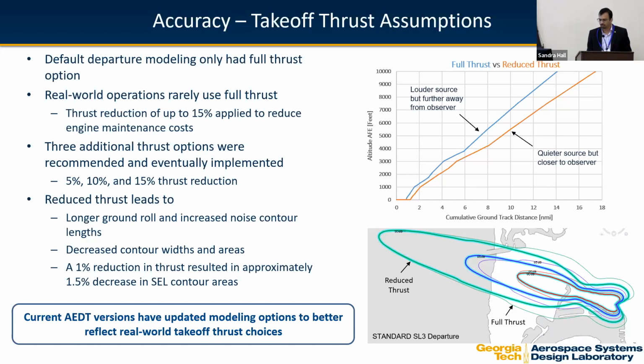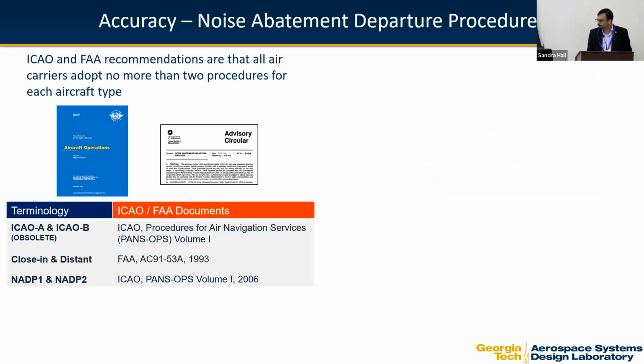And when we actually went ahead and modeled that, what you see on the bottom right is a contour plot comparing the 2. And in general, as a rule of thumb, what we saw was that a 1% reduction in thrust would lead to a 1.5% reduction in contour area, of course, up to a point. And again, current ADT version should have these additional modeling options available.